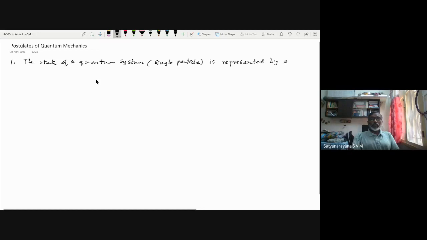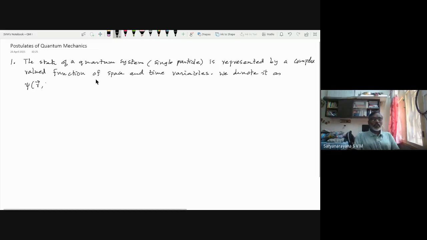by a complex valued function of space and time variable. So space and time variables are real. Mathematically, we denote it as some Greek letter, which we can say psi, which is a function of r, comma t. r is the position representing space coordinate and t is the time.